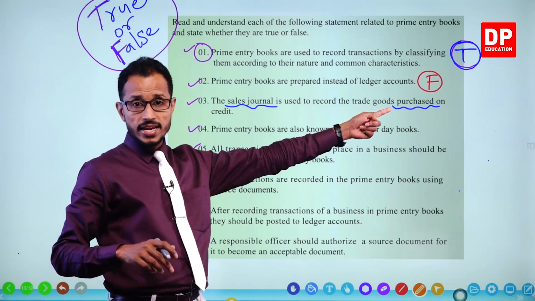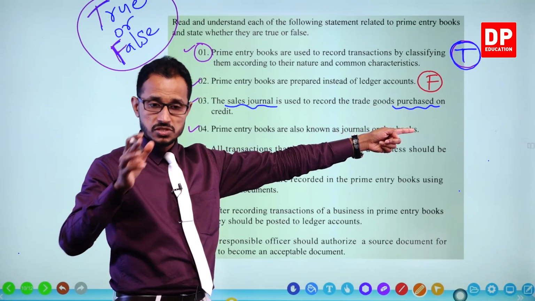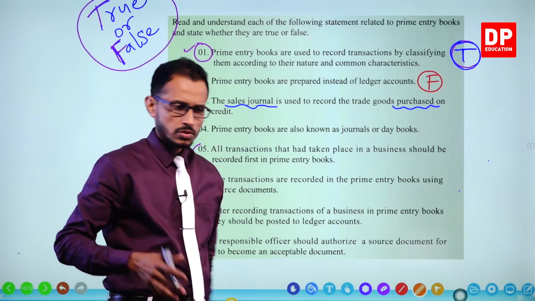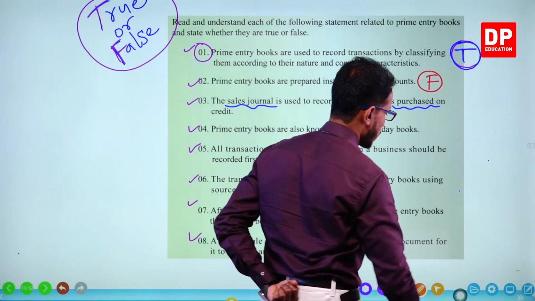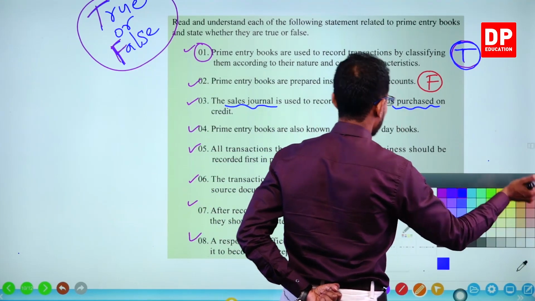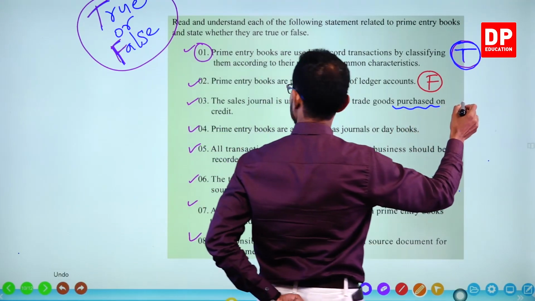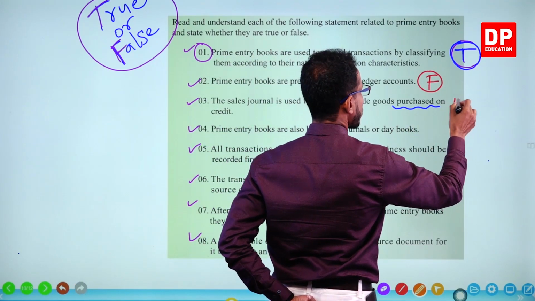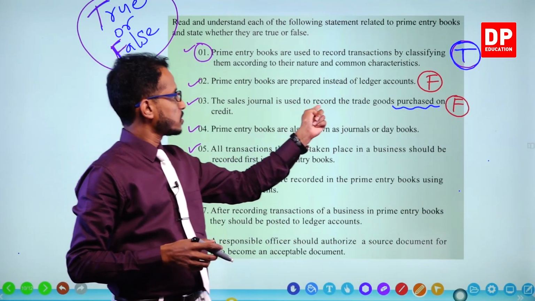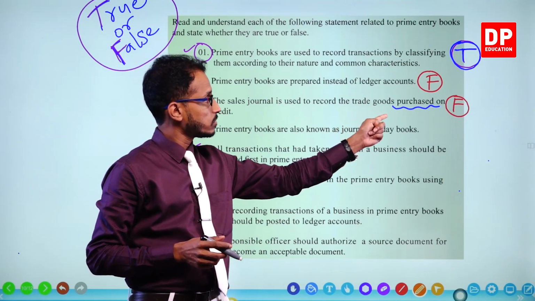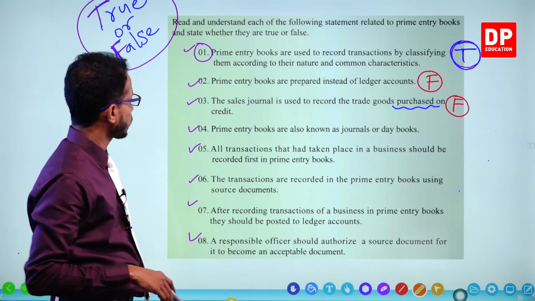Purchasing goods on credit, every single purchase of goods, you enter in the purchases journal, not in the sales journal. So this is false. The sales journal is not used to record trading goods purchased. No, it's false. Next one.